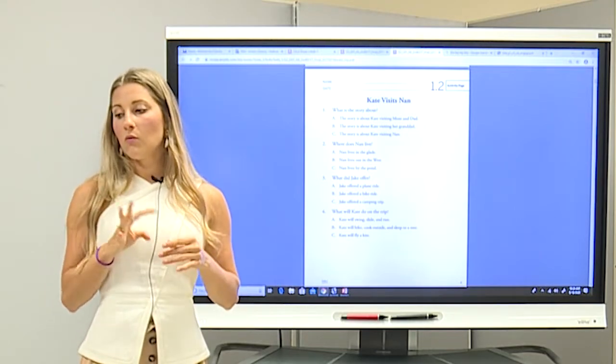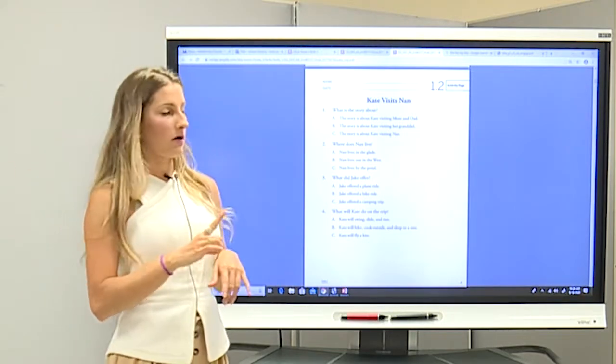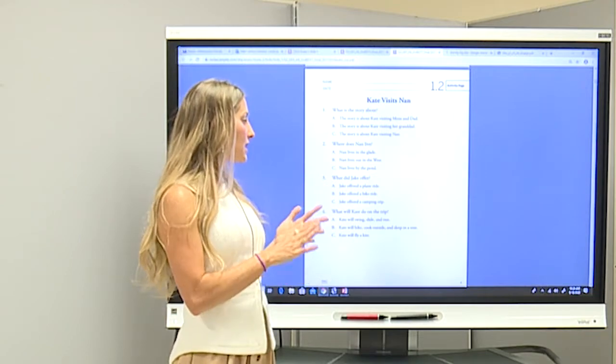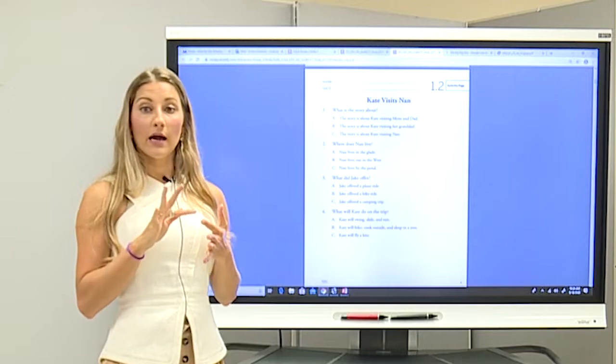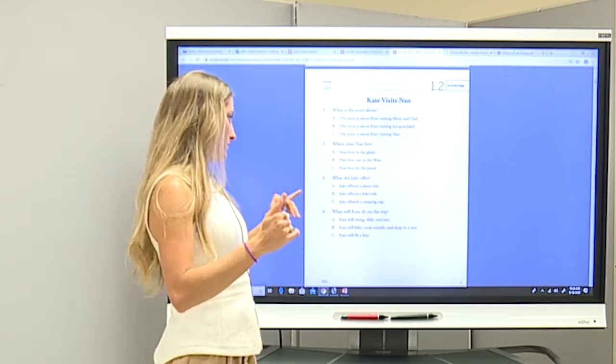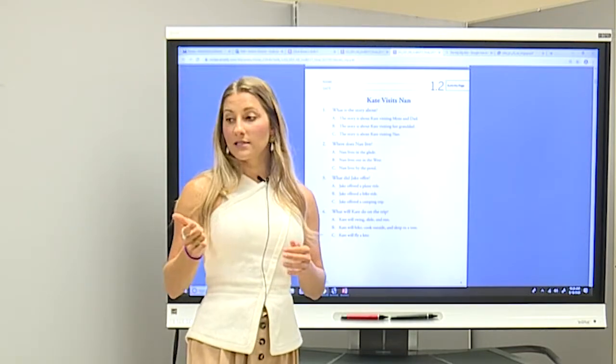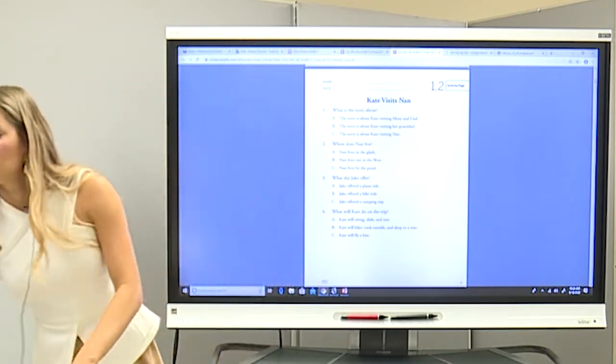And number 4, what will Kate do on the trip? And we actually just went over that together. Will she swing, slide, and run, hike, cook outside, and sleep in a tent, or will she fly a kite? Good, we just went over that one. B, Kate will hike, cook outside, and sleep in a tent. Very nice job.